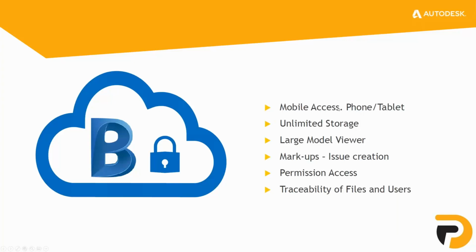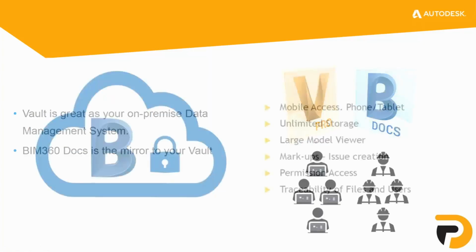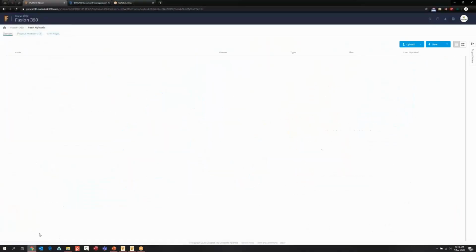So BIM 360 you can use on your mobile or tablet. You have unlimited storage once you obtain a license for BIM 360. They're sold in packets, so you can get them in seats of 25, 100, or 1,000 users. There's markups and permission access. There's traceability of files. A lot of similar features to the other applications I went over there as well. So again, before I move on, I'll just quickly show BIM 360.